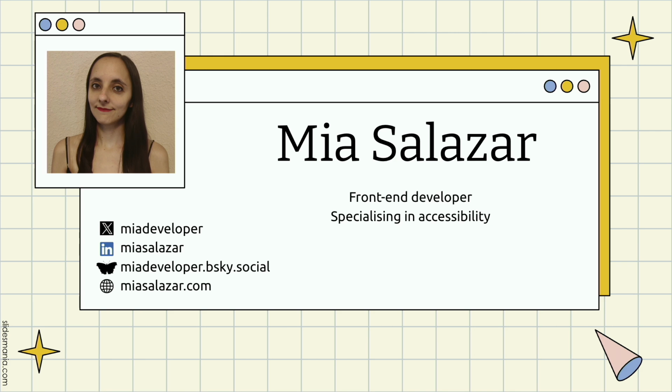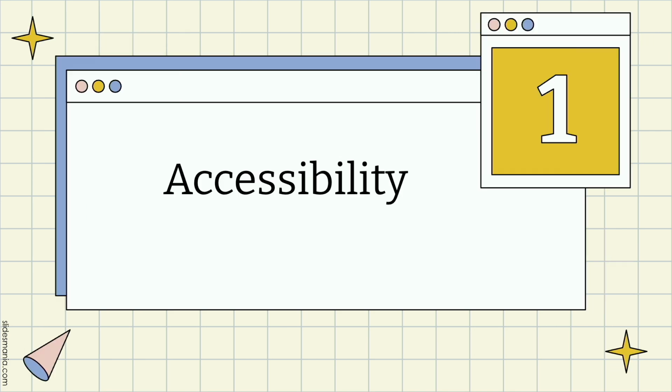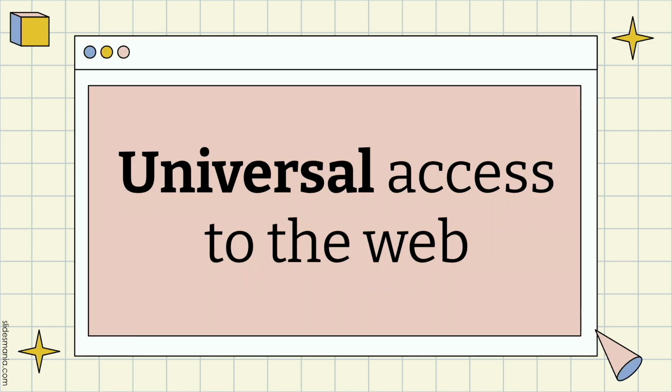And now let's start. What is accessibility? Accessibility is the universal access to the web. That means that anybody can access our website, no matter their circumstances or their disabilities. There are many types of disabilities. For example, someone who is blind, or someone who is deaf, or someone that has a motor impairment. People with disabilities might encounter situations in which it's difficult for them to use a computer or a website.